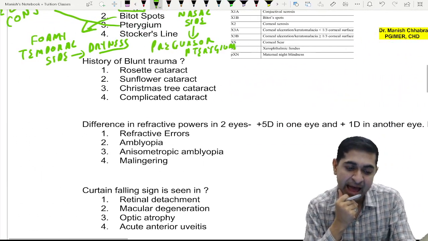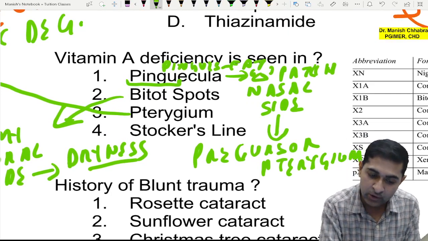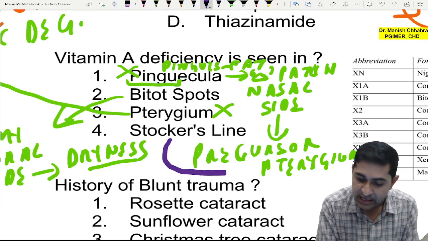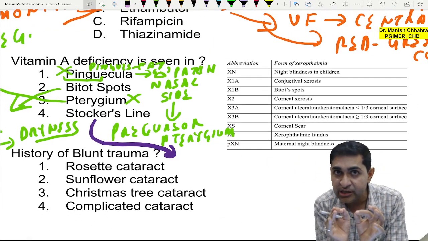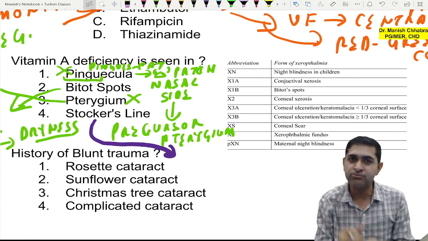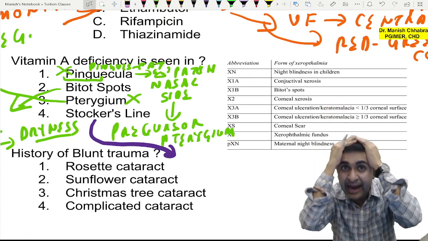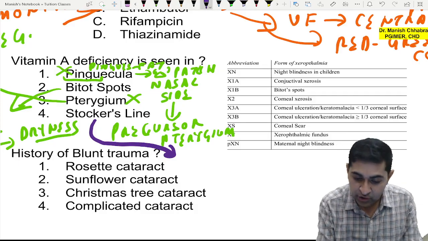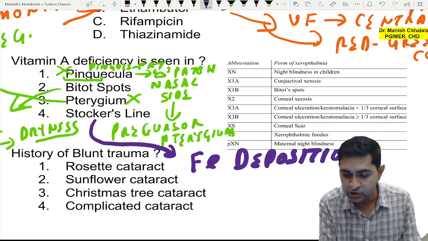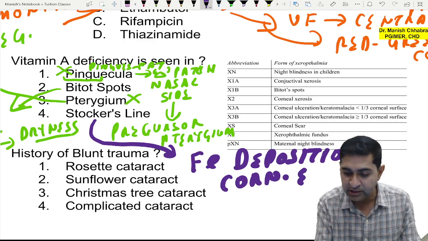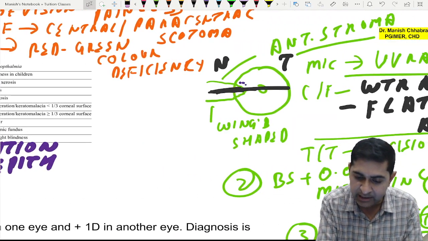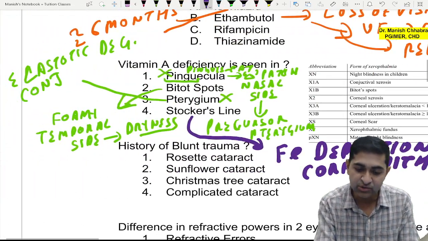Okay, now coming back to our options. So pinguecula, we have done pterygium. What is Stocker's line? Stocker's line is the iron deposition on the corneal epithelium just ahead of the cap of pterygium. Pterygium has 4 parts: cap, head, neck and body. Like if this is the pterygium, there will be iron deposition just ahead of it. You call it Stocker's line. So this cannot be the answer.